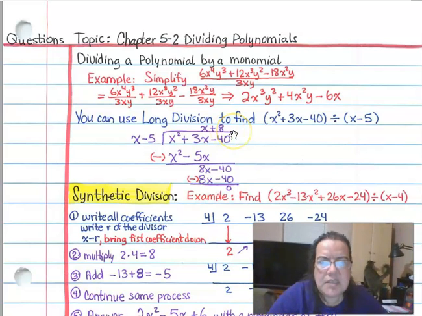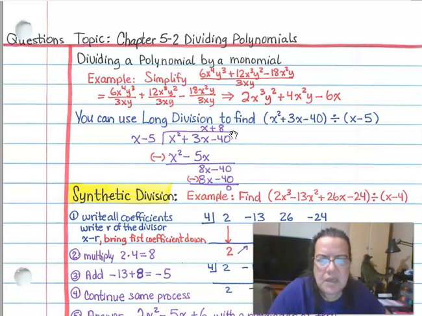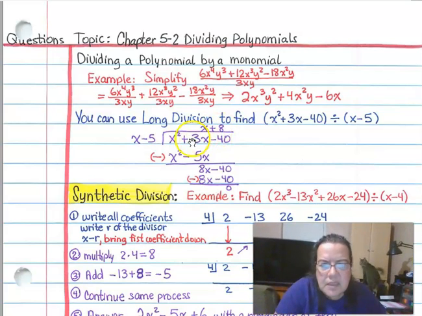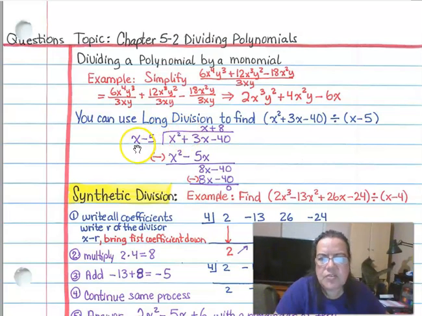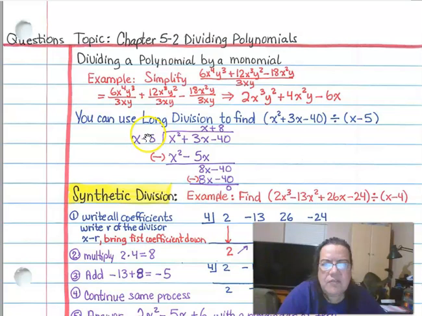Well, what you do is you place your dividend inside the symbol here, and then of course your divisor out there. So you're dividing this inside here. So you say to yourself, okay, I have x minus 5 dividing into this piece. So x times x would give me x squared, right? So that's the first term you're going to use here. So x, because x times x is x squared. Then you also remember you have to distribute to this part. What's x times negative 5? You get negative 5x. So there's an x squared and there's the minus 5x.